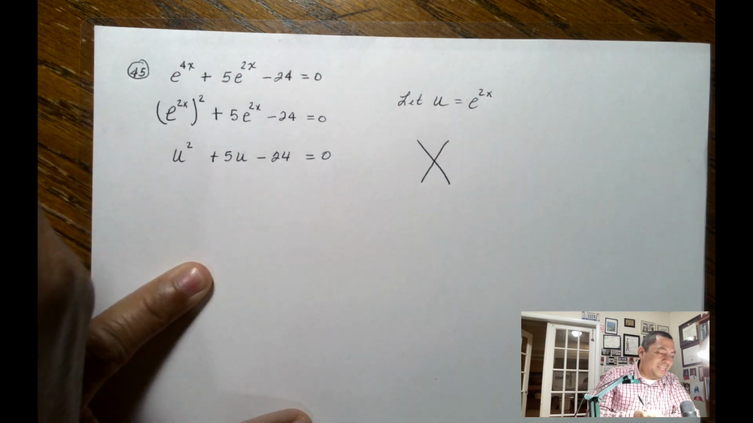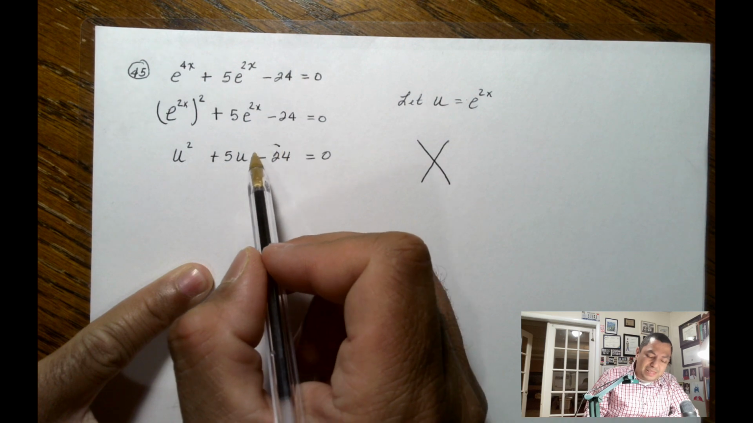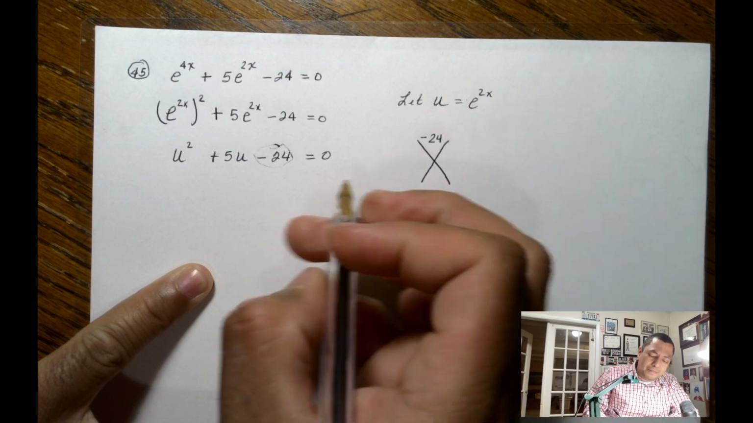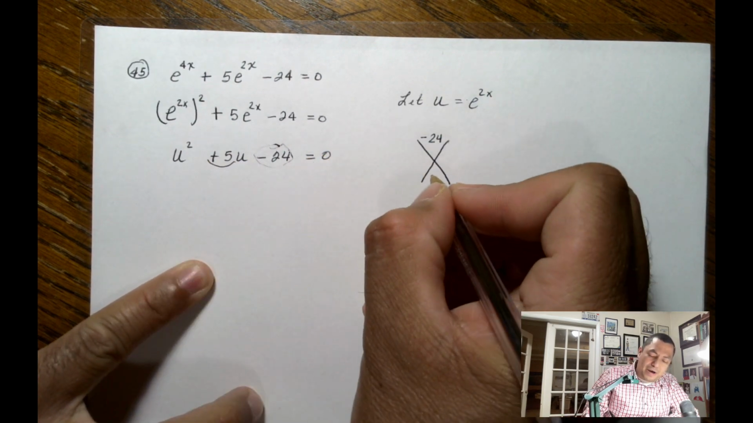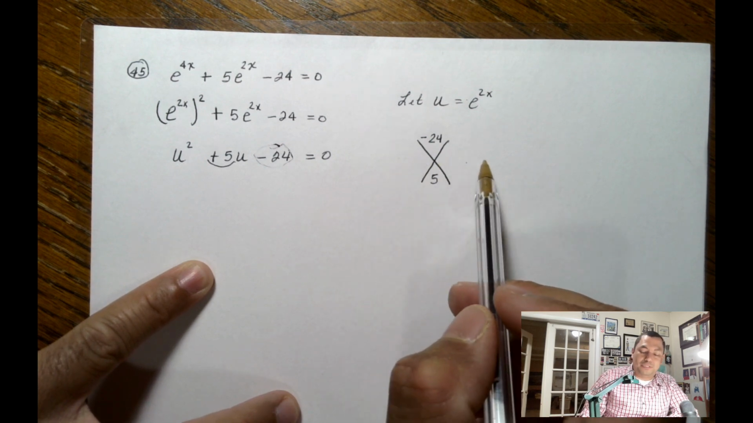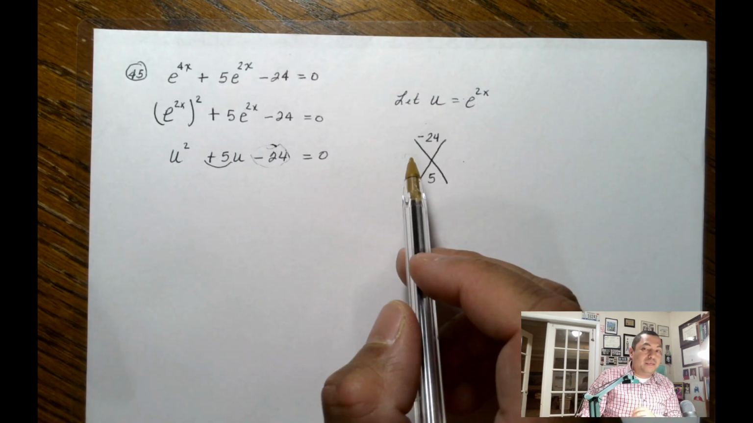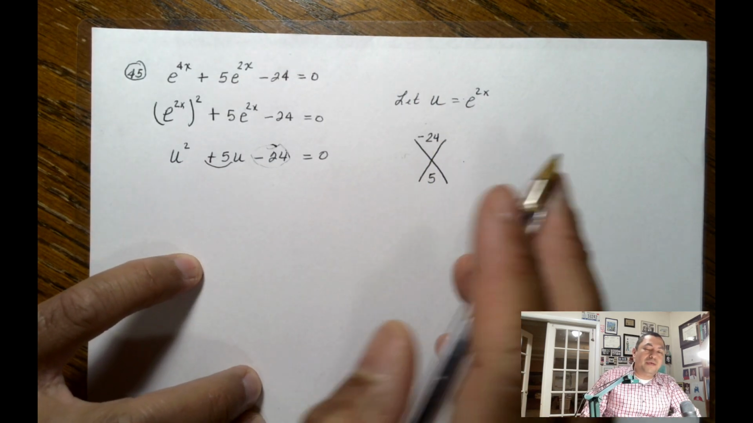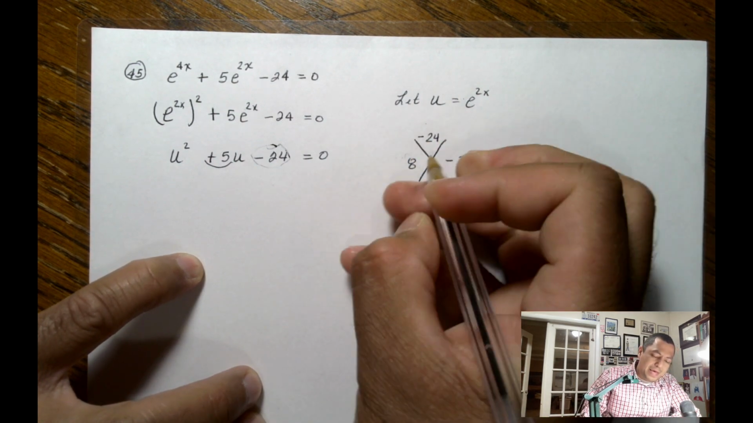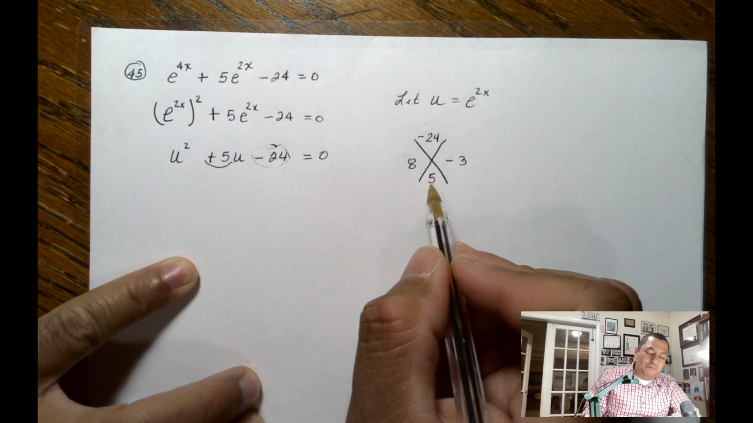I'm going to use the X method. This is the one that we used in class, where I take the independent term, the negative 24, and put it on top of my X. And then I take the middle term, positive 5, and put it at the bottom. Then I ask myself, I need two numbers that multiply to give me negative 24, and if you add them they give you 5. I have two numbers, in this case 8 and negative 3. 8 times negative 3 is negative 24, and 8 minus 3 is equal to 5.